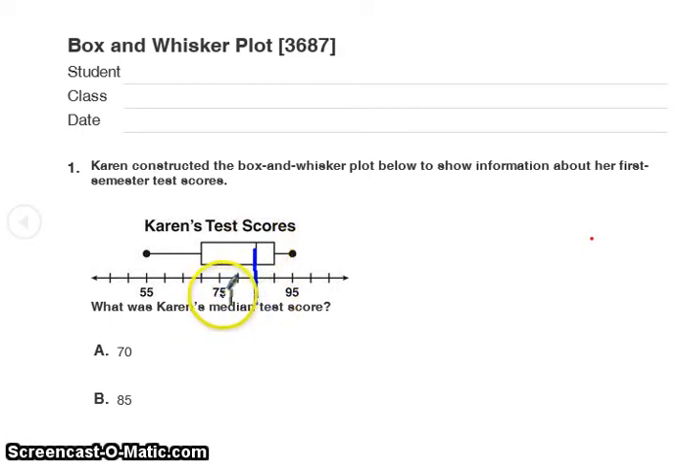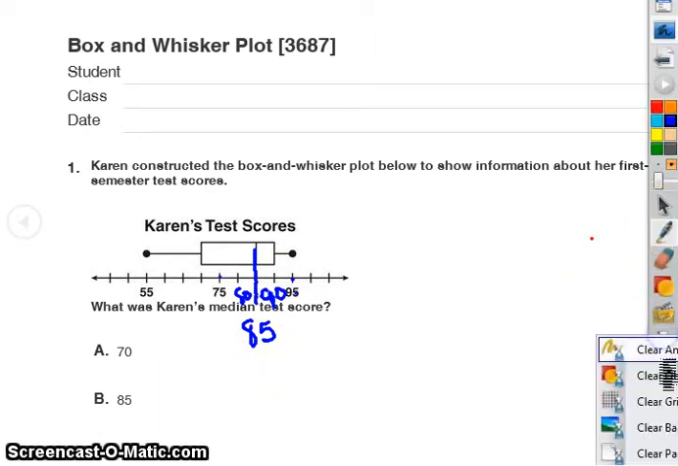Median would be here. So if this is 75 and this is 95, we're right in between that. So that would be 85. This would be 80, and this would be 90. 75, 80, 85, 90, 95. It's counting by fives for each one. And I think B would be the correct answer choice there.